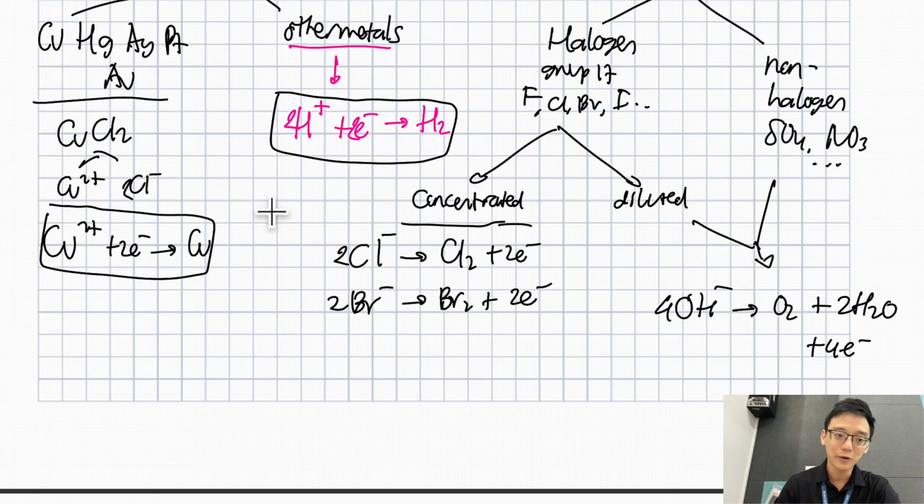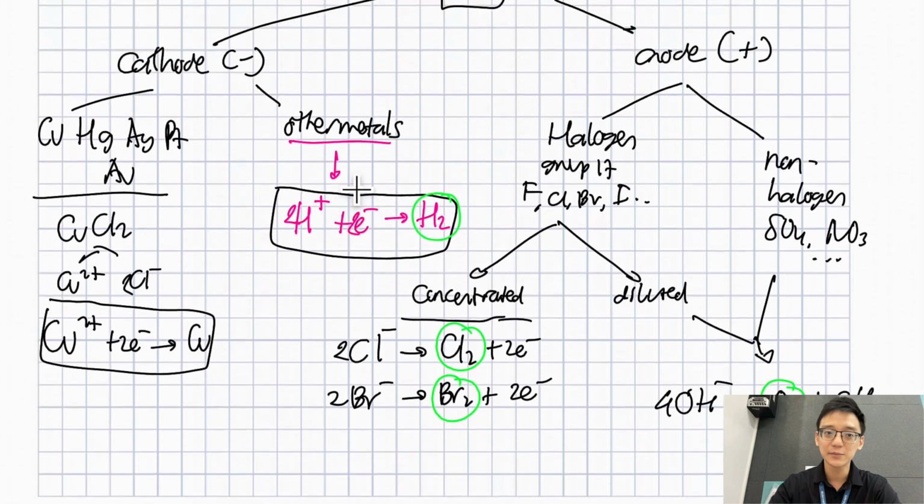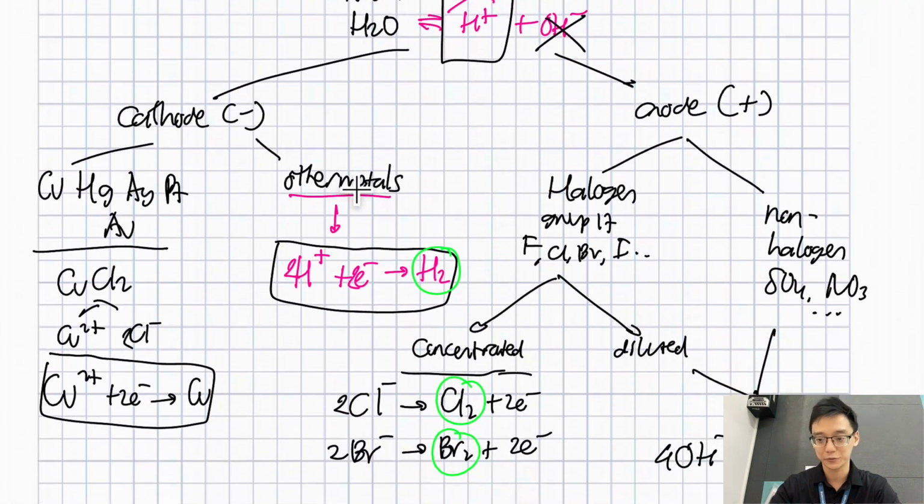So at the cathode, one of the main gases that will be produced is hydrogen gas, and at the anode it will be oxygen gas if OH is oxidized, or another type of gas at the anode. So these are the differences between molten and aqueous.